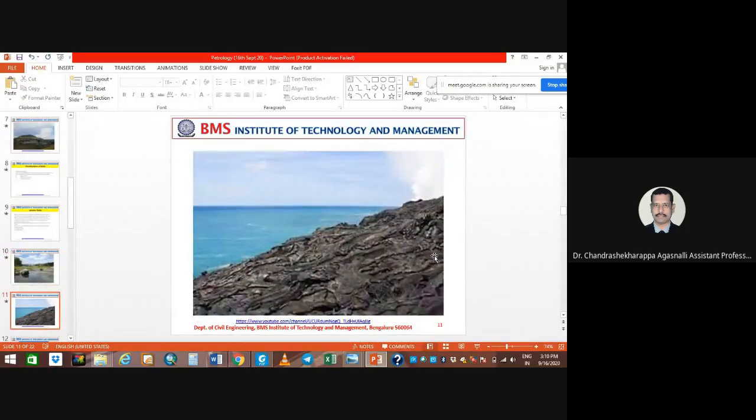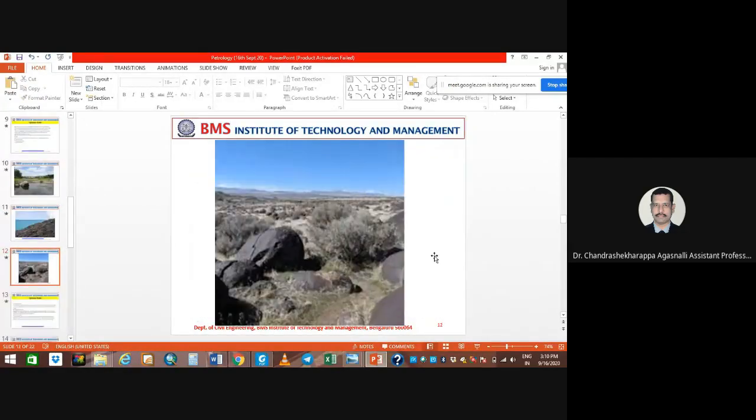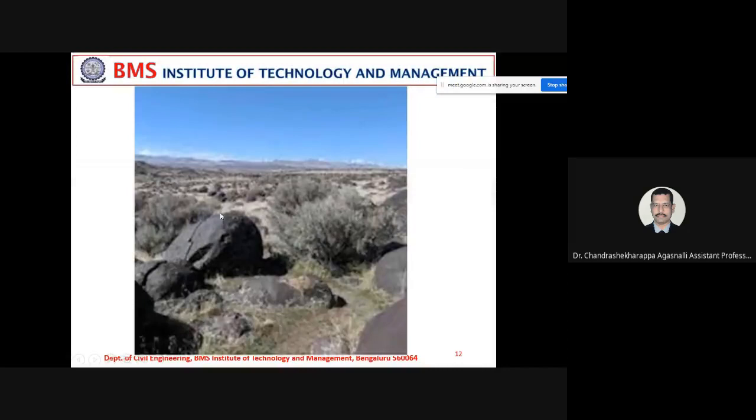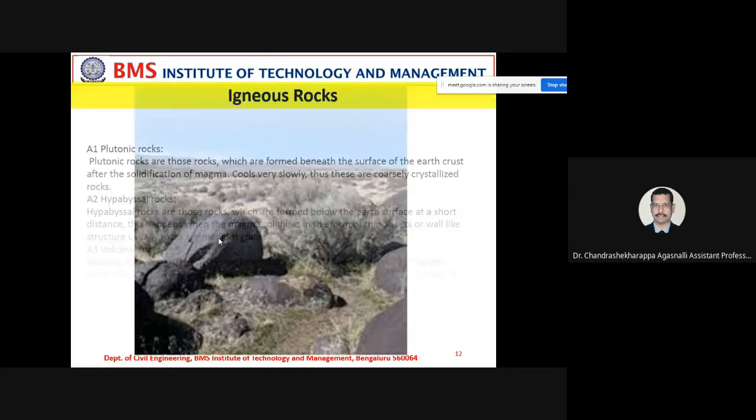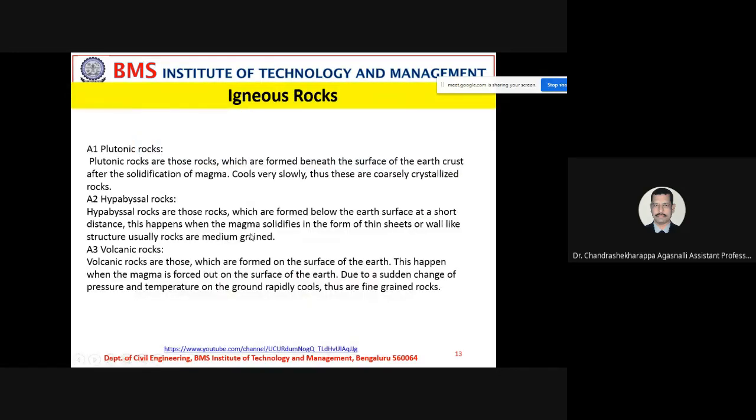And this is actually the basalt, the volcanic rocks. You can see this. This is how it looks: black colored, well rounded. And when you hit this rock with a hammer, it gives a metallic sound. A very high-pitched sound will come there.